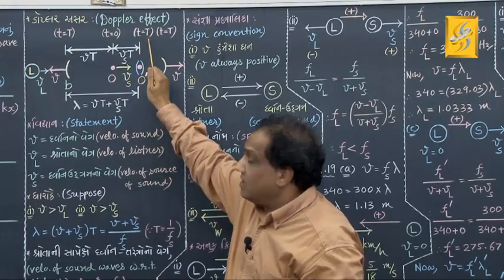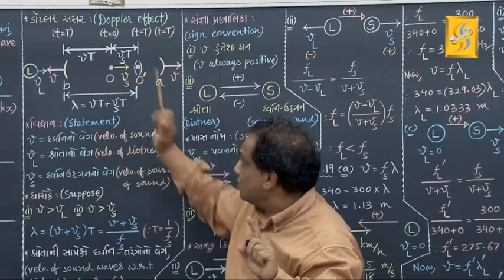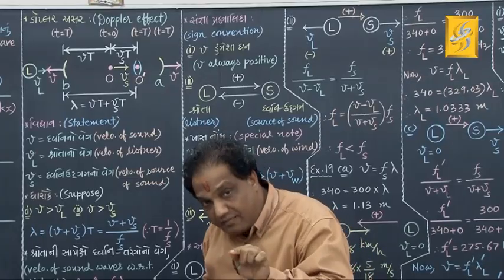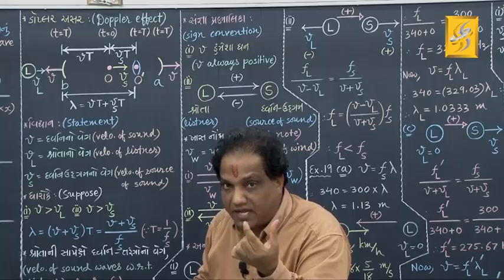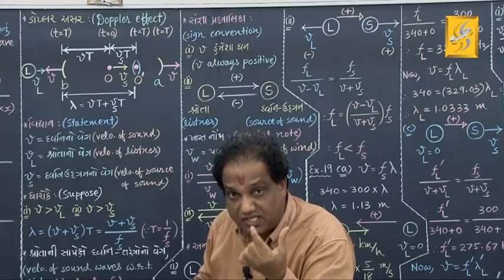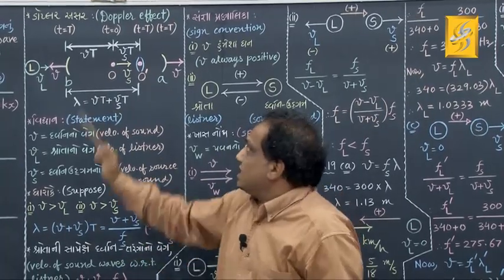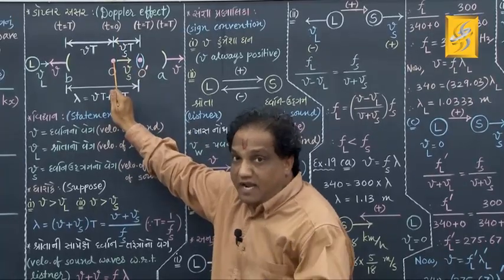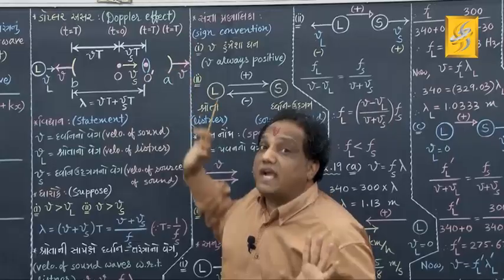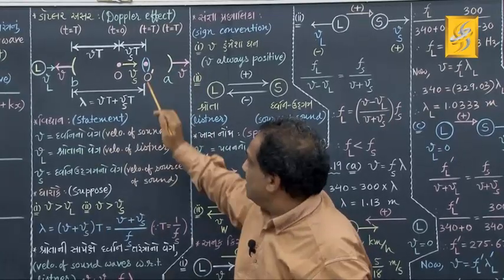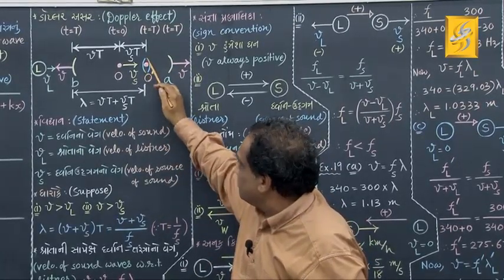So at the end of capital T time, the source has come to position O dash. At that time it emits a second wave, correct? Because the time interval between emission of two successive waves is the periodic time. So at time t equal to 0, the source had emitted the first wave. At the end of capital T time, it is now emitting the second wave. That second wave, in the figure, I have shown with the blue color.